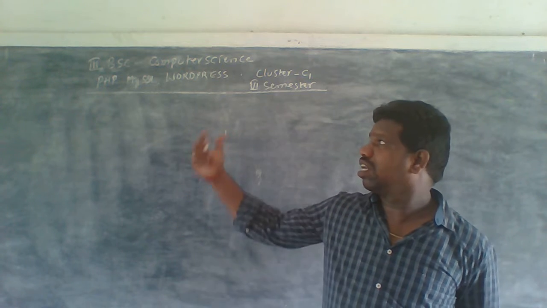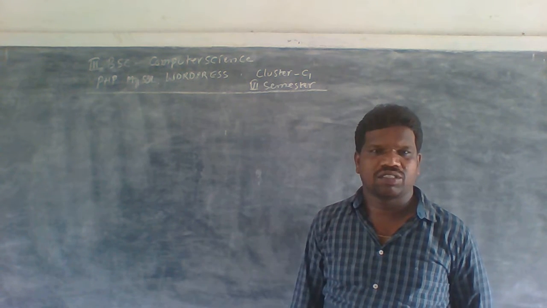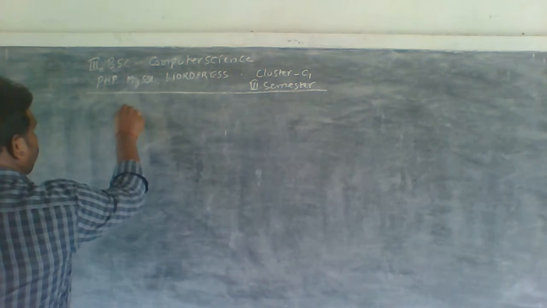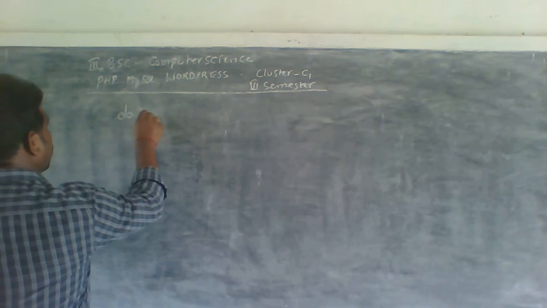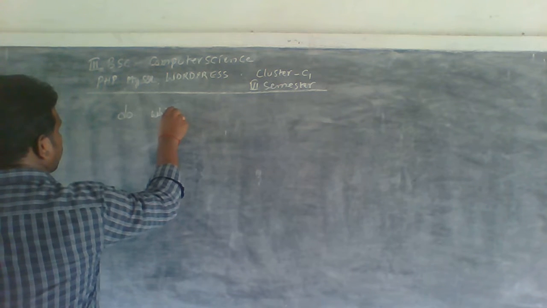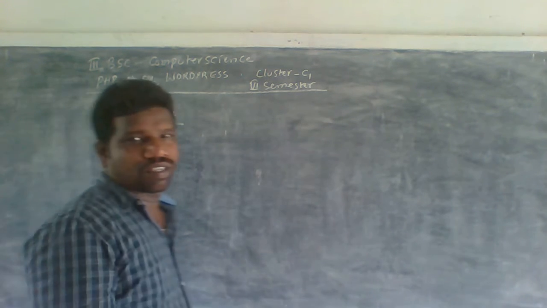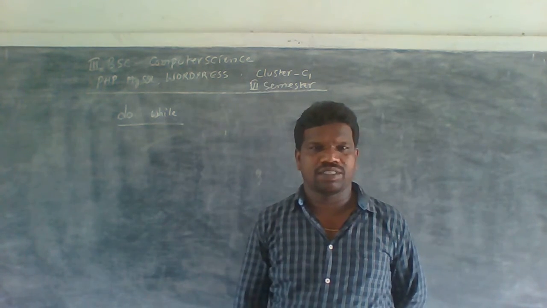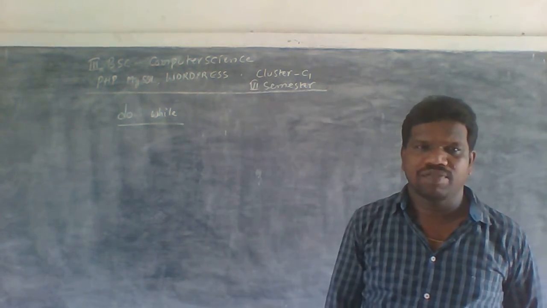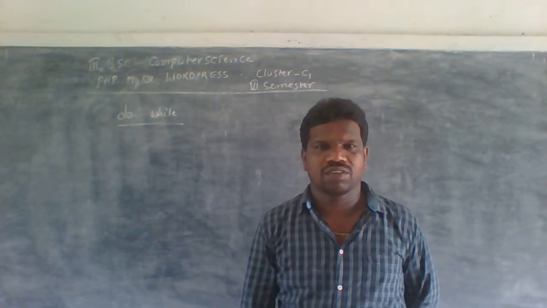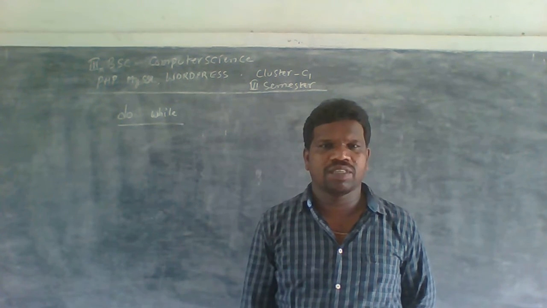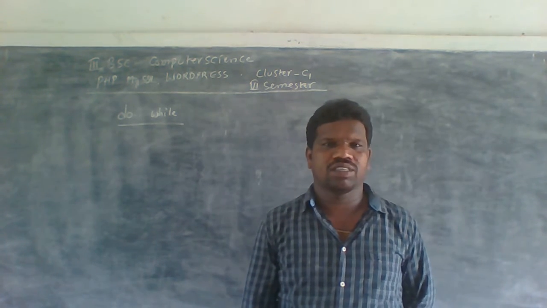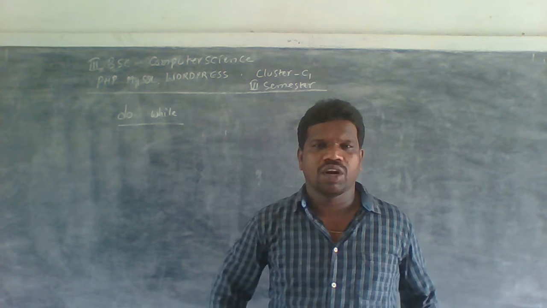So what is the do while here? Do while is one of the looping statements which is available in PHP. So what is the difference between while and do while here? Do while is an exit control looping statement.